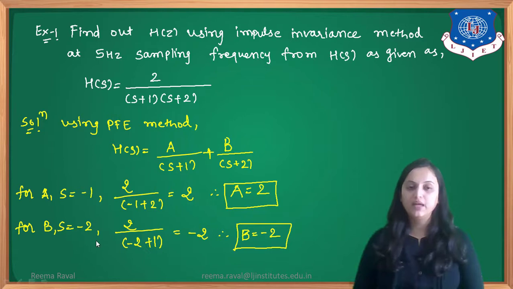Same way for b, we will take s equals to minus 2. So this will become 2 upon minus 2 plus 1, which gives the value b equals to minus 2. So here we have obtained the two values, a equals to 2 and b equals to minus 2.